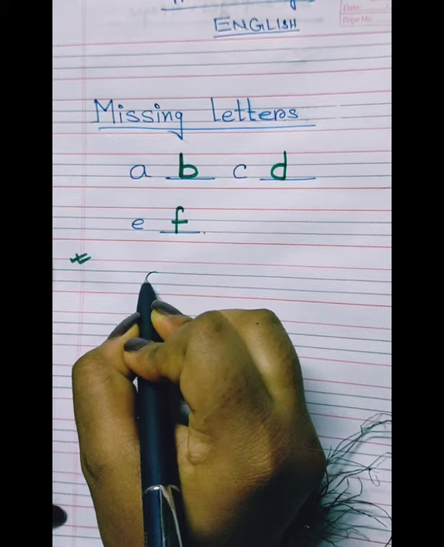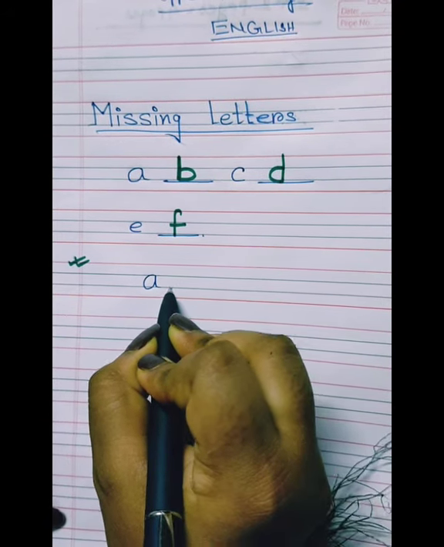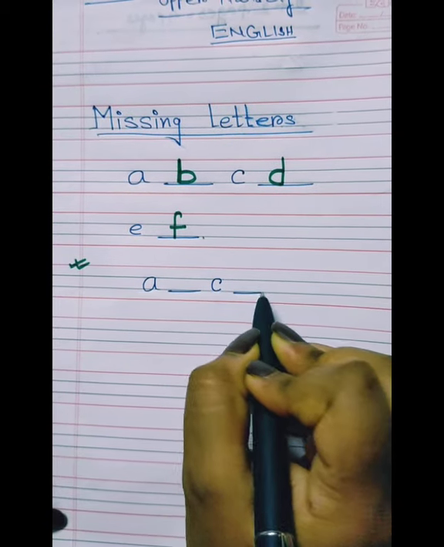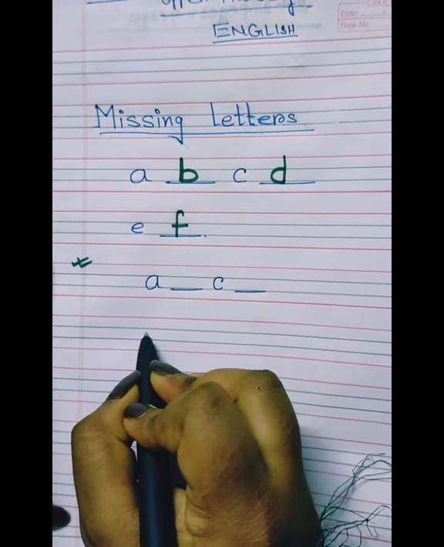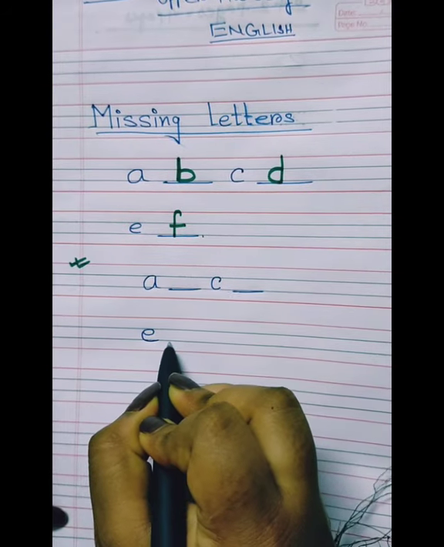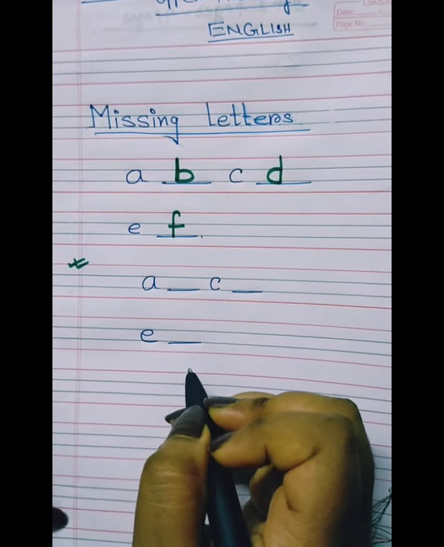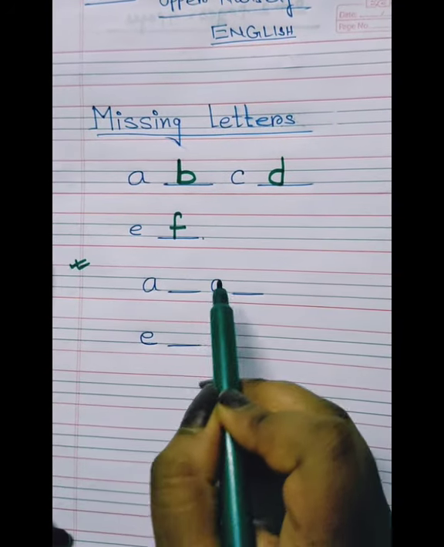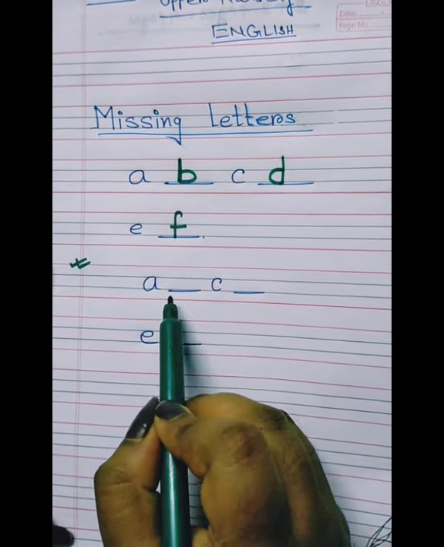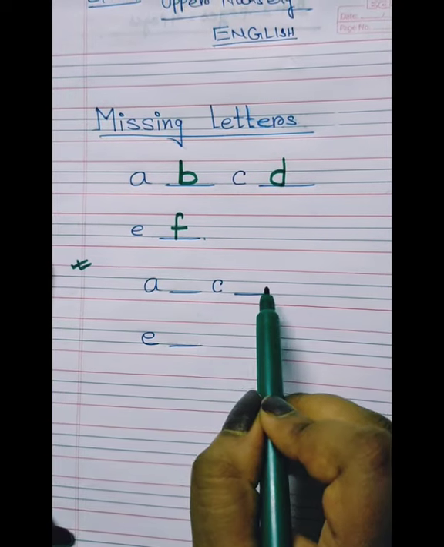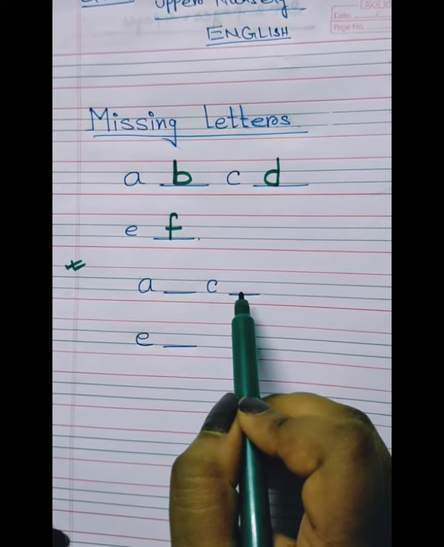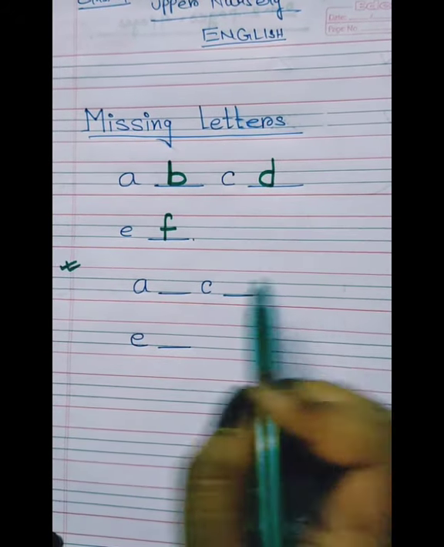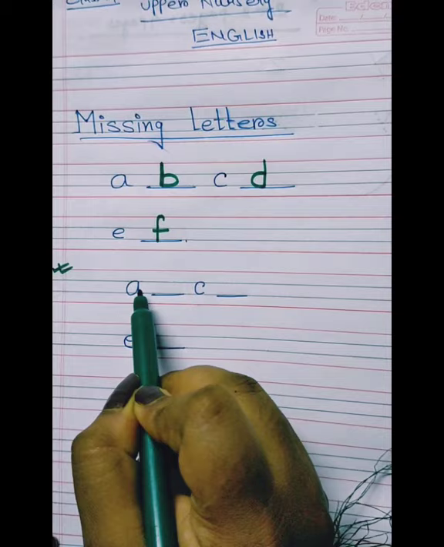First A. Then you will make a dash. Then you will write C. And again make a dash. Then in the next line, you will make E. Then a dash. Okay? And you will ask your kids to fill up these blanks. And you will notice how fluently or easily they are able to write these alphabets without any obstruction or without any problem. So you will ask your kids to fill up.